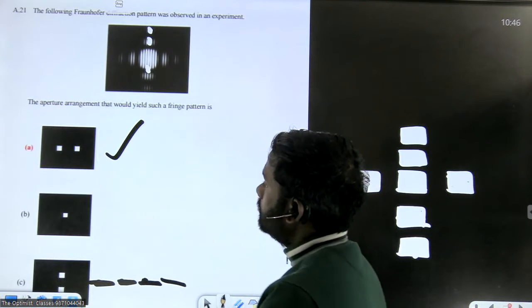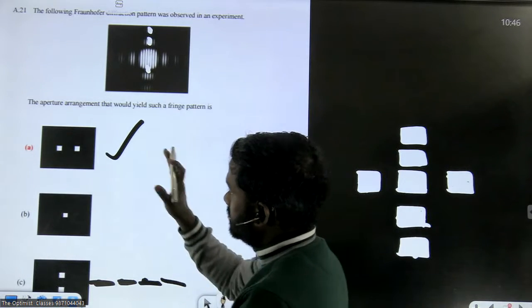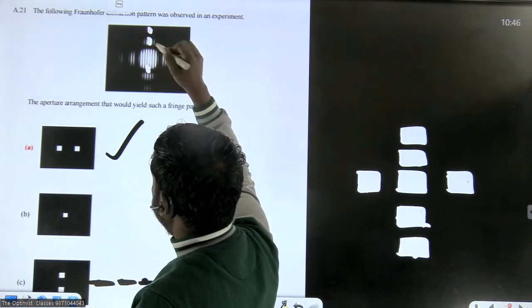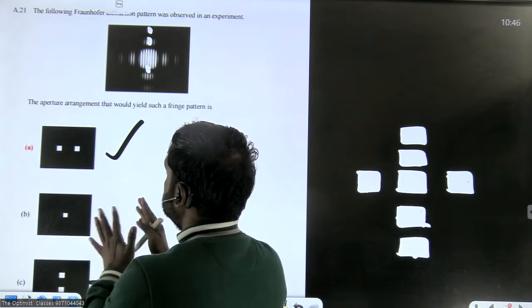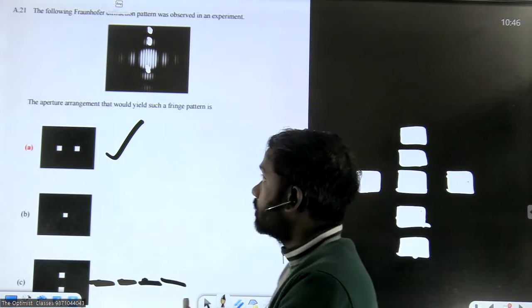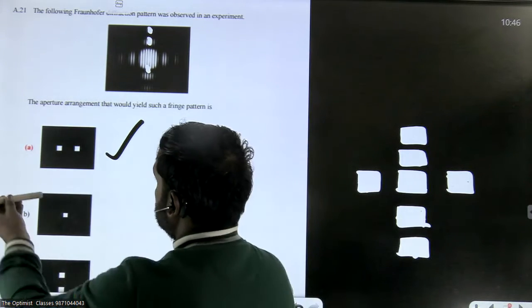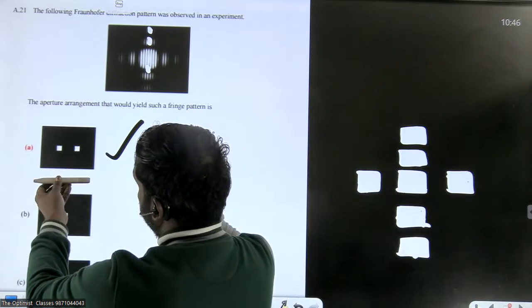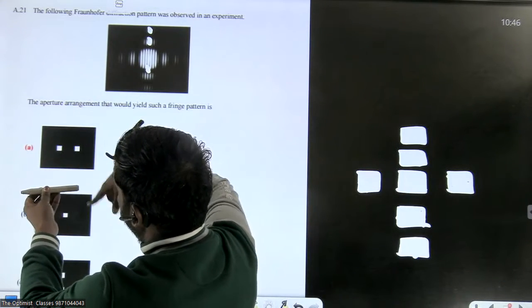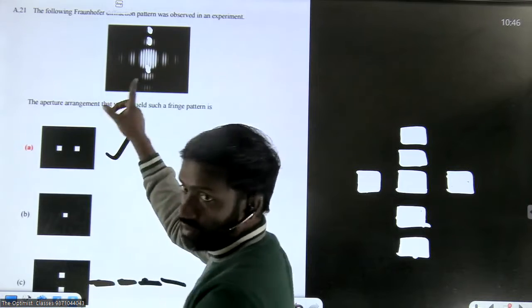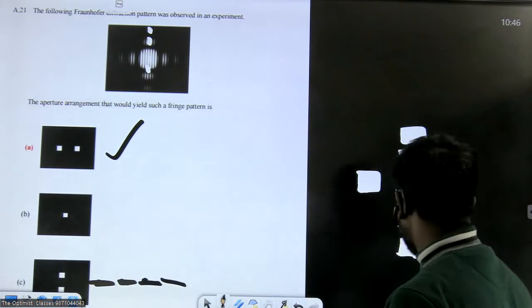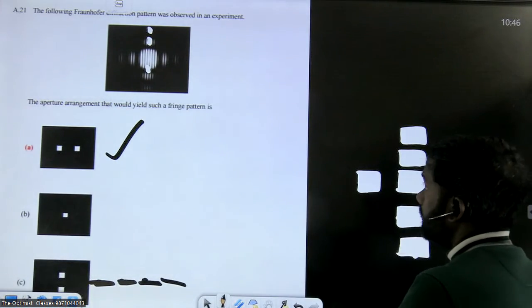But the main explanation is actually like this: if there is a primary maxima and inside the primary maxima there are secondary maxima also, then this is a diffraction pattern because of more than one slit. And since these are oriented in the x direction, secondary maxima will be elongated in the y direction. That's what is happening here. So therefore the correct option is A.